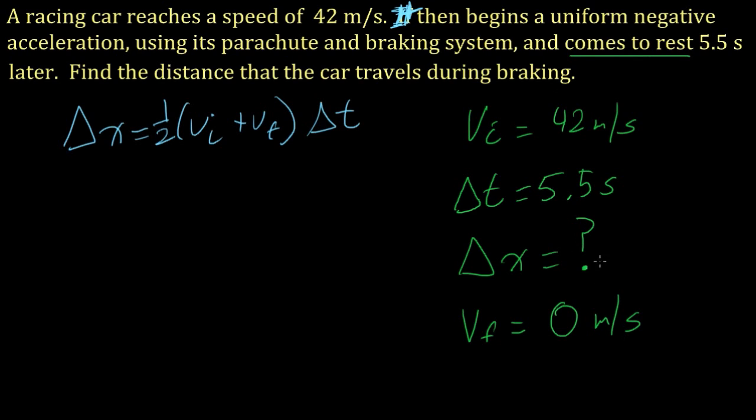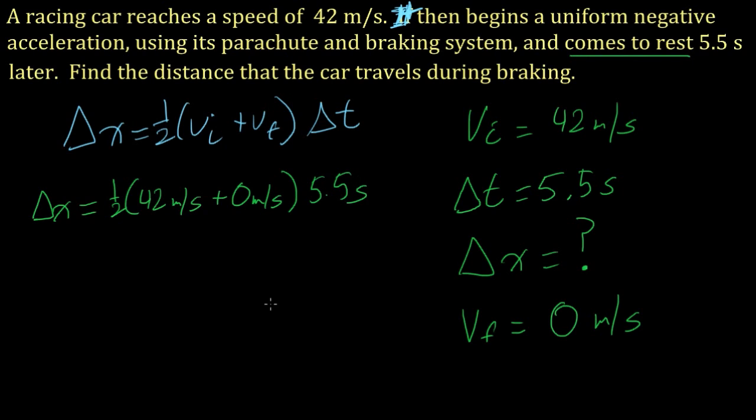So we have all our knowns. We know what our unknown is. So we can plug in. Great. So delta x, which is what we're looking for, equals 1/2 times vi, which is 42 meters per second, plus vf, which is 0 meters per second, times the change in time, which is 5.5 seconds.